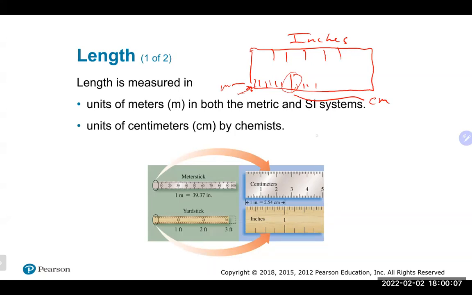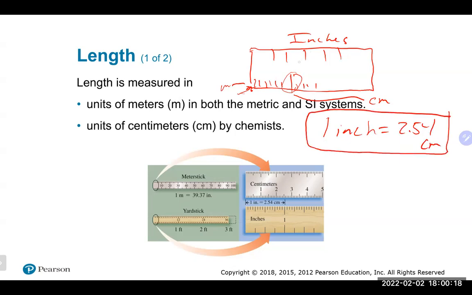One conversion that we do see a lot is, for example, 1 inch is equal to 2.54 centimeters. So if you ever go to a ruler and find where the 1 inch is and just draw a line straight down, that should be about 2.54 centimeters on the bottom part of the ruler. That's a conversion we do see a lot, and that's one you probably should know.